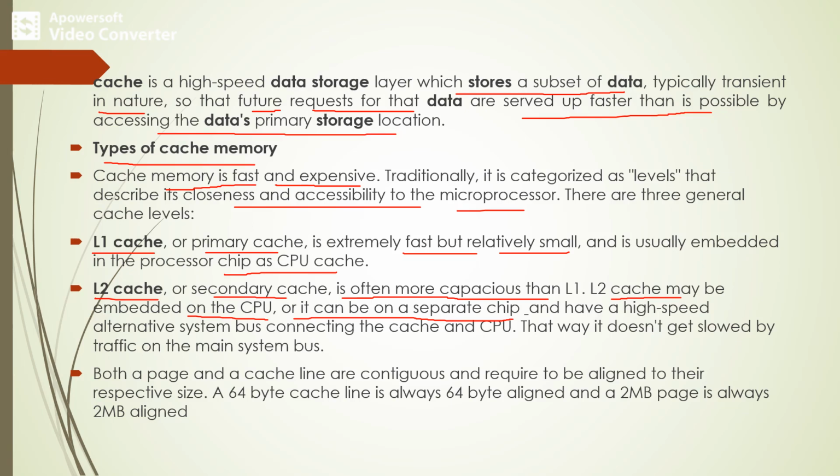Both a page and a cache line are contiguous and required to be aligned to their respective size. So a 64-byte cache line is always 64-byte aligned, and a 2 MB page is always 2 MB aligned. The size can range from 8 bytes to 64 bytes with respect to the cache pages. So we can have different types of cache memory as L1 cache as well as L2 cache.